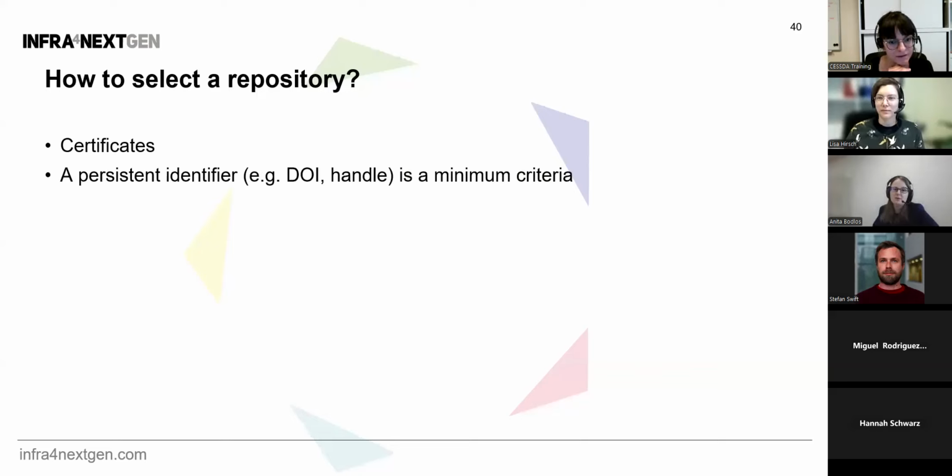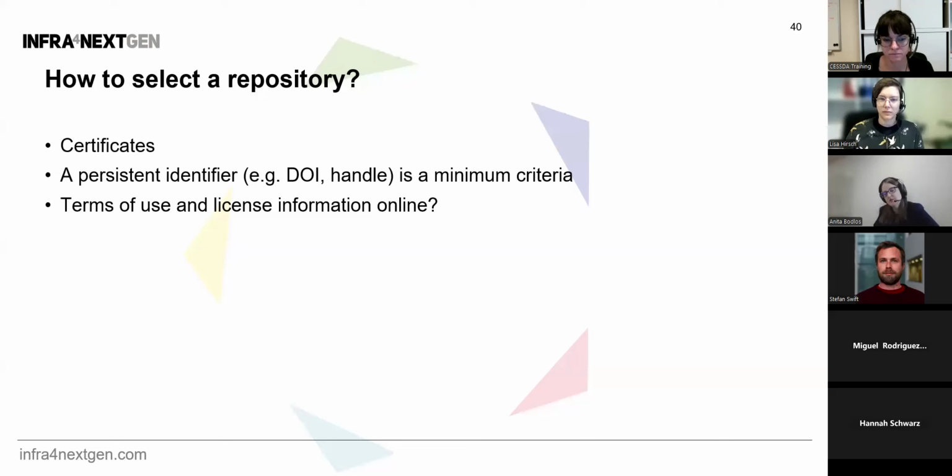A minimum criterion usually is that a repository assigns persistent identifiers like a DOI. You can also find this at re3data. There is a special icon whether or not a repository assigns a persistent identifier, and you also can filter for this information. Another thing to check are the terms of use and the license information available online. If this information is not available online, it's usually better to look if you have another option for archiving your data.